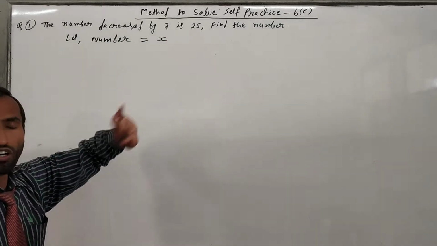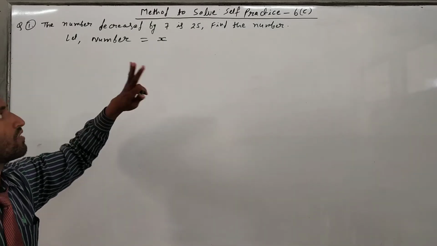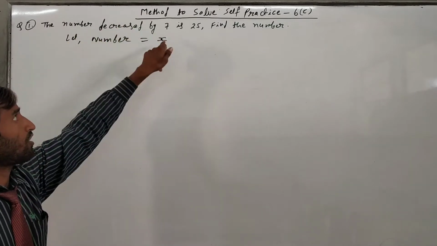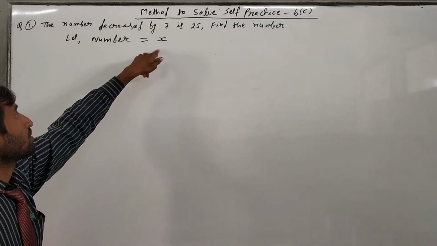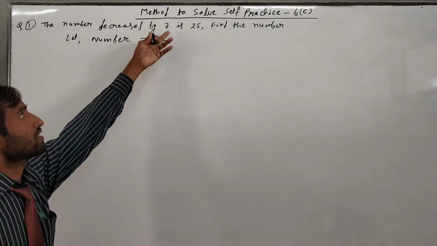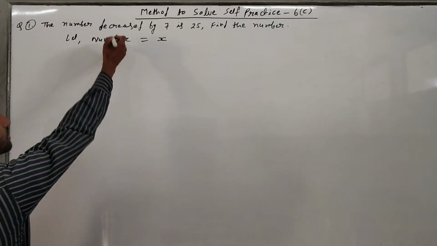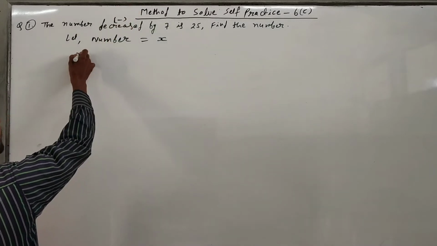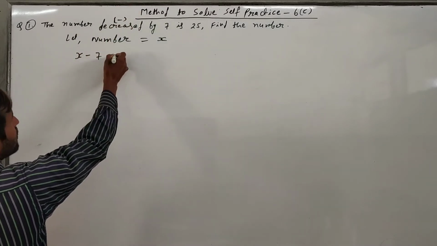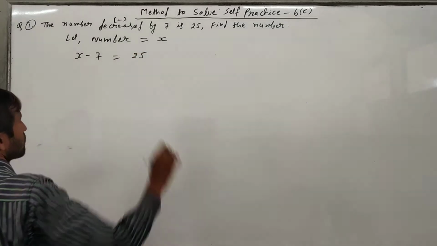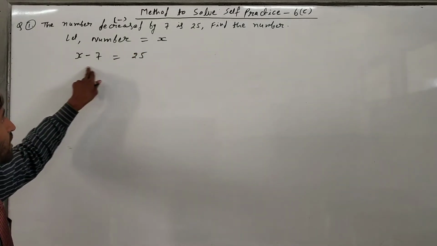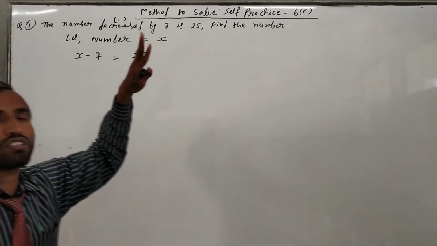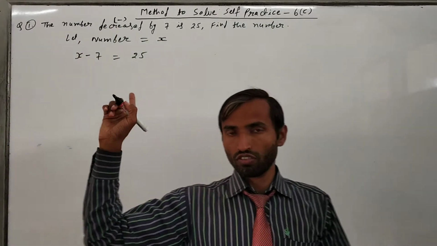This is the number, I don't know it. This is an unknown value. This is a variable. Now we will use this statement on this x. So x decreased by 7 is equal to 25. Decrease means minus. So x minus 7 is equal to 25. So the required equation is x minus 7 equals 25. This is the linear equation. Now we have to solve this linear equation.